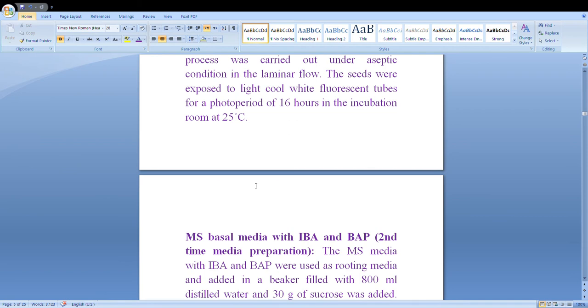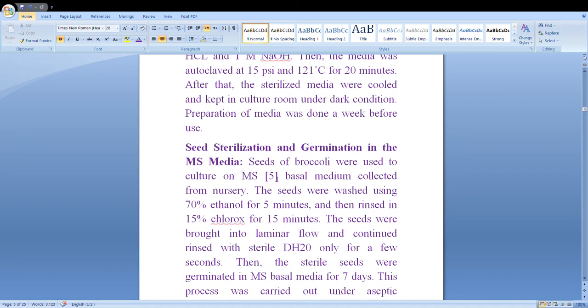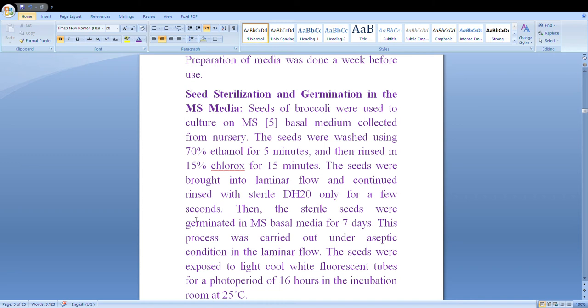Seed sterilization and germination in the MS media: seeds of broccoli were used to culture on MS. First time we used the seeds collected from a nursery. The seeds were washed using 70% ethanol for 5 minutes and then rinsed in 15% Clorox for 15 minutes. The seeds were brought into the laminar flow and rinsed with sterile distilled water for only a few seconds. Then the sterile seeds were germinated in MS vessel media for 7 days. This process was carried out under aseptic condition in the laminar flow.